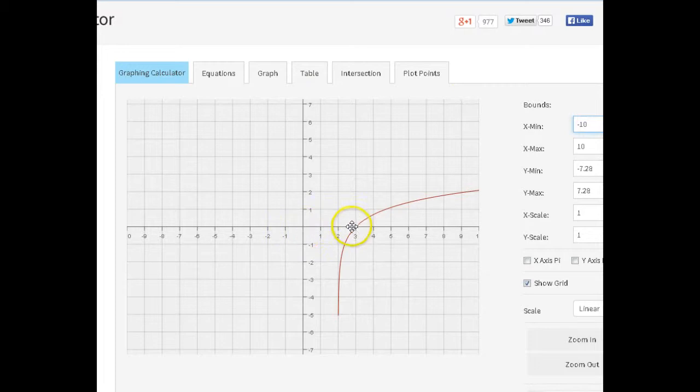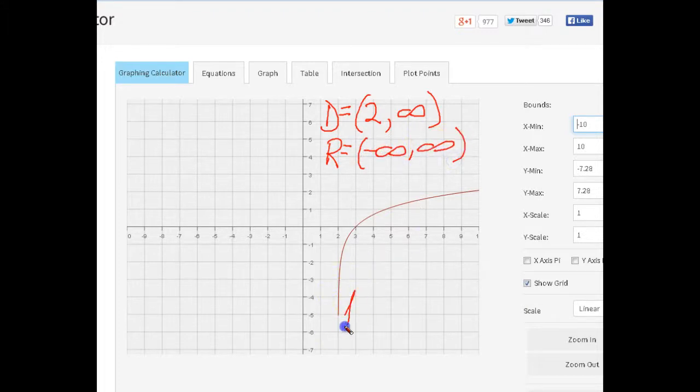And yes, it's shifting it right. So our vertical asymptote now becomes the 2. So as we do the domain, it will be after 2, 2 is not included, and to positive infinity. But our range will go from negative infinity to positive infinity. And this goes up that way, and this goes down.